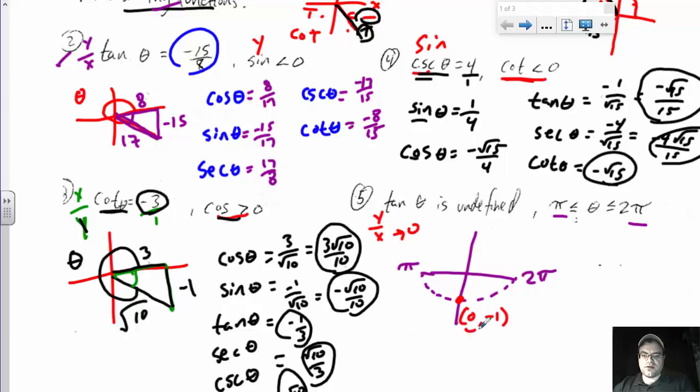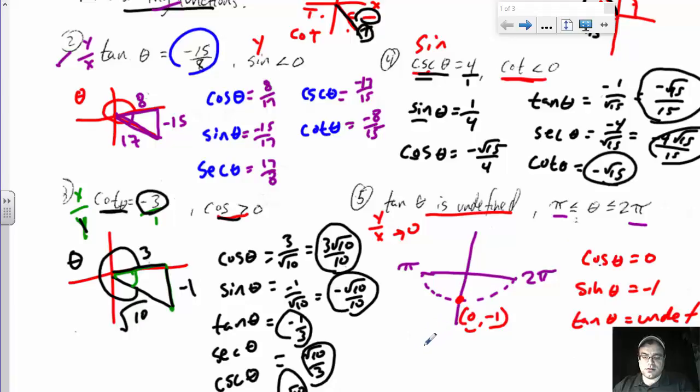So this is going to be the cosine and the sine for that answer. So the cosine of theta is 0. The sine of theta is negative 1. The tangent of theta would be negative 1 divided by 0, which is undefined, which they told me right here. Let's go and do the others.